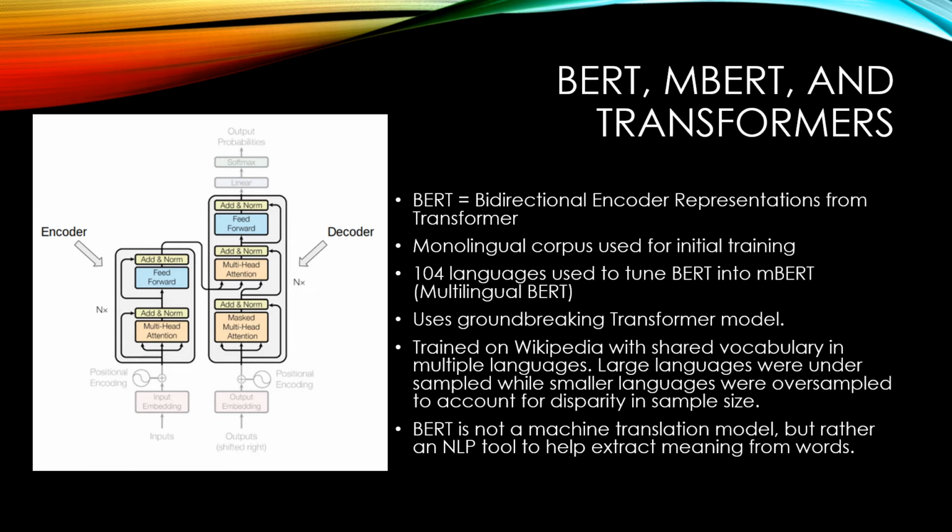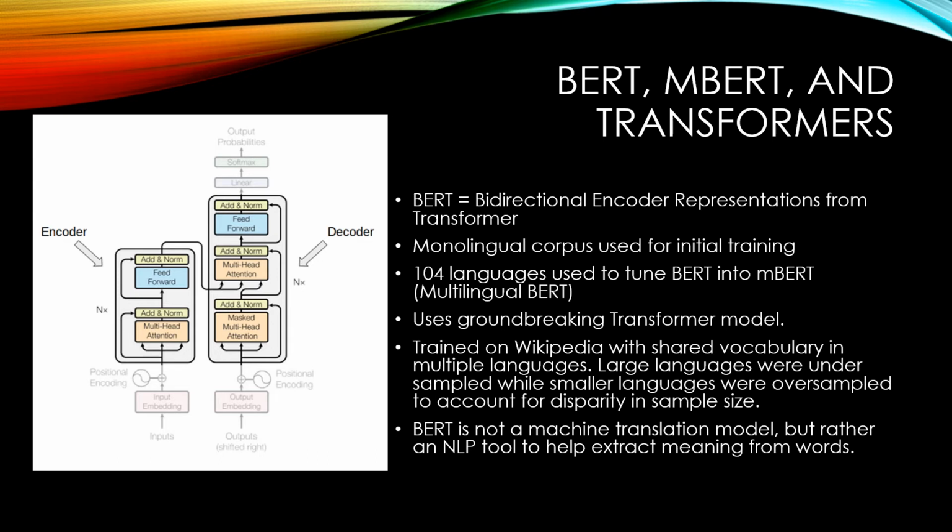BERT was trained on a monolingual corpus for initial training, specifically English, but later 104 more languages were introduced to fine-tune BERT into what is known as mBERT, or multilingual BERT. The multilingual BERT was trained on Wikipedia with shared vocabulary in multiple languages, and large languages were undersampled, while smaller languages were oversampled to account for the disparity in sample size. BERT is not a machine translation model, but rather an NLP tool to help extract meaning from words.